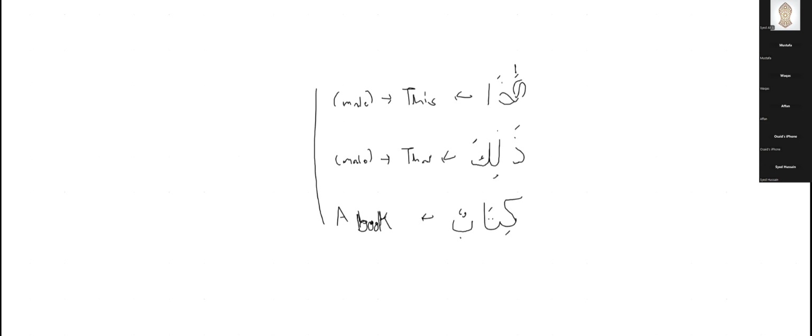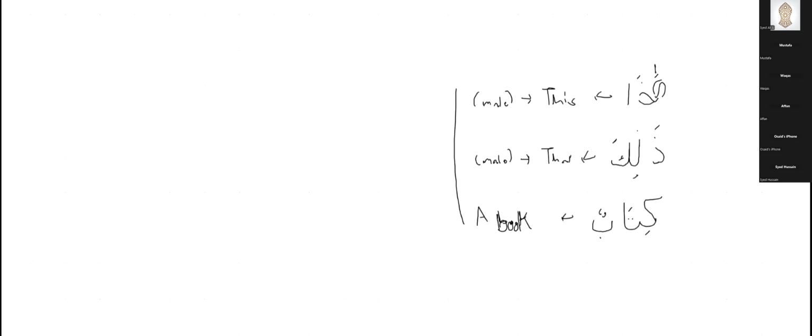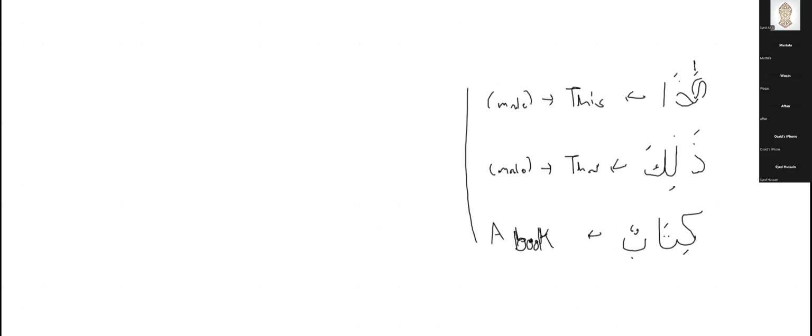Let me write it out a bit more so that you guys can see it properly. Book. So we have kitabun, and that means a book. Now, if we want to form a sentence, we do something like this. Let's say, for example, you want to refer to this book. This is used for something that's close by. So we would refer to it as hada. You need the harakat there to keep in mind what it sounds like. It helps. And then kitabun.